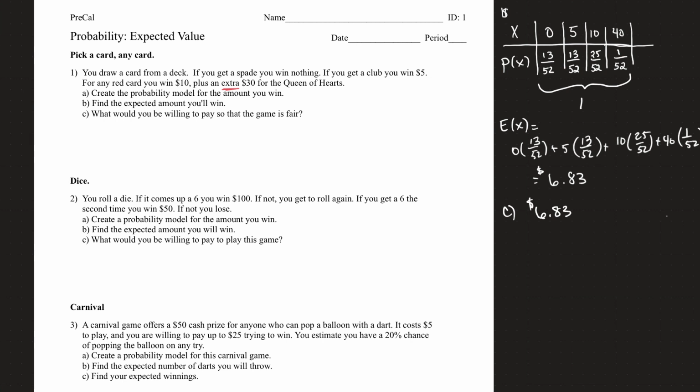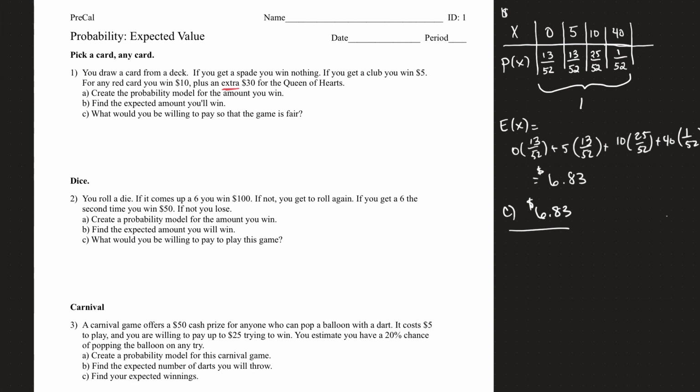Now, if I'm playing the game, I want to pay less than $6.83 so that I walk away with a profit. If I'm hosting the game, I want to charge more than $6.83. That way I make money as I'm hosting that game. And so fair was where those two things are equal.